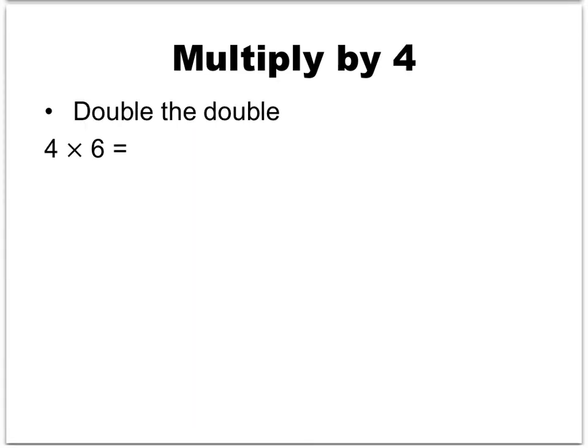So here's our second trick, the trick for multiplying by 4. And this trick says to double the double. So for instance, if we take 4 times 6, it means that we're going to double 6. So the double of 6 is 12, and then we're going to double that. Well, the double of 12 is 24, so this answer should be 24. So now, why does this work?